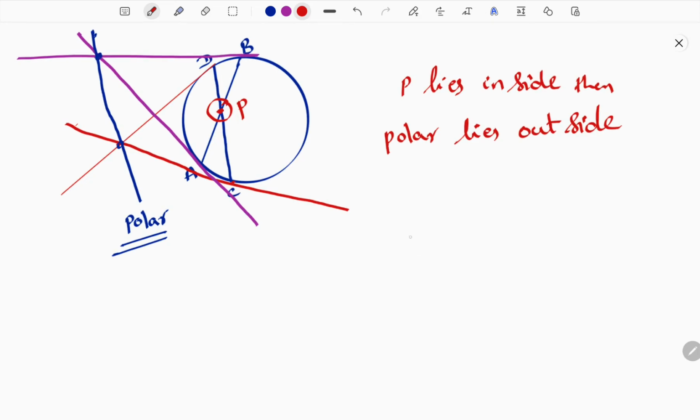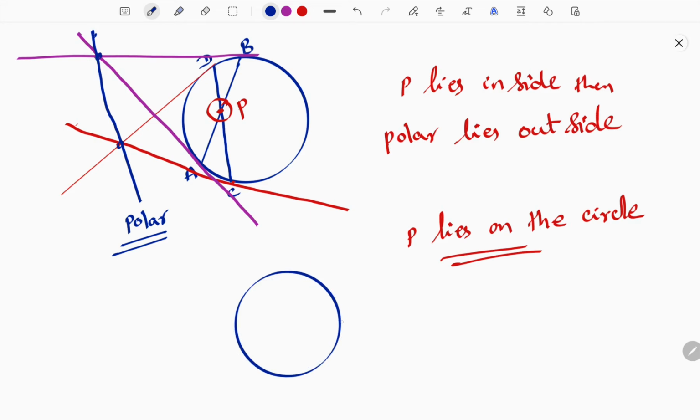Next, the third case. Suppose P lies on the circle. Then what about the polar? See, suppose you take the point P on the circle. Now take two chords, this is one chord and this is another chord. These are the two chords AB and CD. The two chords intersect at the point P. That P lies on the circle.